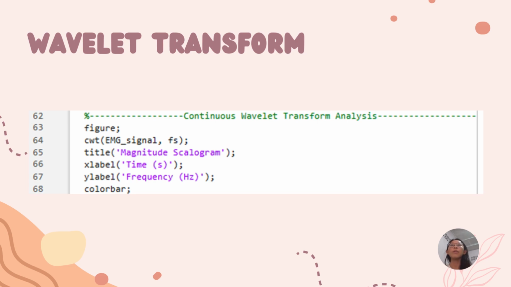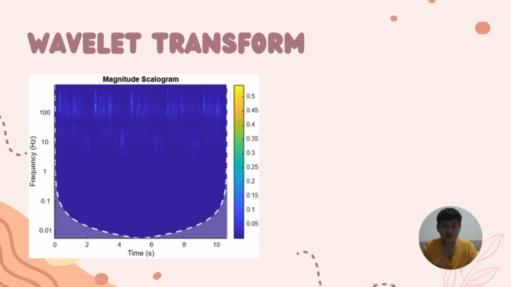Lastly, we apply continuous wavelet transform (CWT) to analyze time frequency characteristics of the EMG signal from a scaleogram. Wavelet transform was used to provide an adaptive time frequency analysis of the EMG signal. Later, I will explain about the magnitude scaleogram.